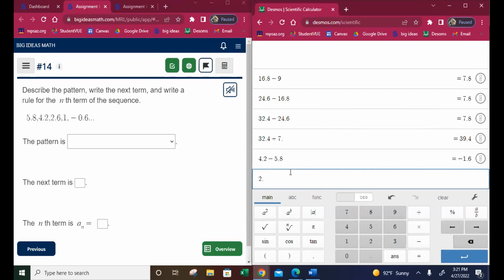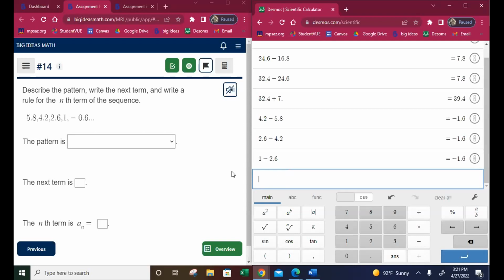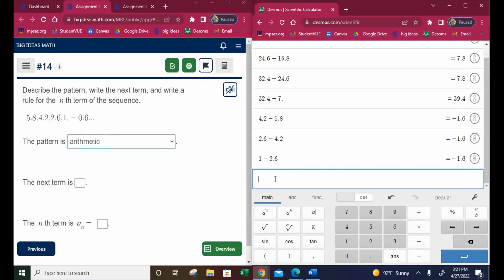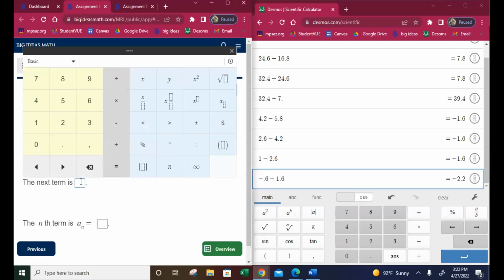It's formatted really poorly. Negative 1.6. And then 1 minus 2.6. Yep. So I'm convinced those are all the same. You can keep going if you want. And since they are the same, it's arithmetic. So the next term is minus 0.6 minus 1.6. Negative 2.2. Okay, good.